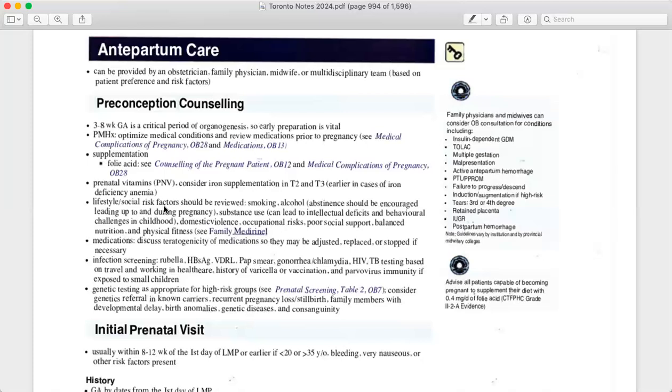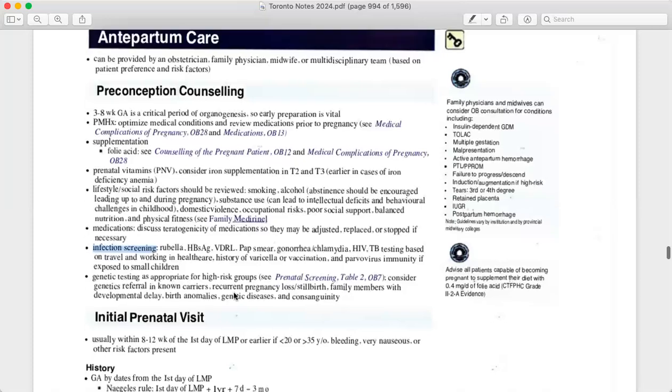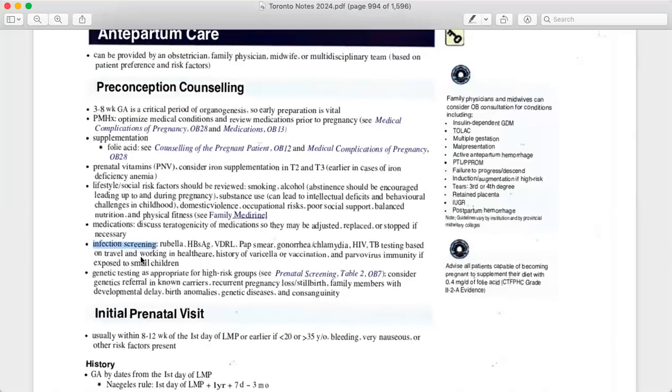Infection screening, so you need to know which infection screening you are going to do. So this is important, right? Rubella, HBsAg, VDRL, pap smear, gonorrhea, HIV, TB testing on travel and working in healthcare, history of varicella or vaccination, or the parvovirus immunity if exposed to small children. So that's what you are going to do. Genetic testing as appropriate for the high risk groups. So the infection screening is important. They can ask you what kind of infection screening or which important infection screening you are going to do in the preconceptional counseling for a female.